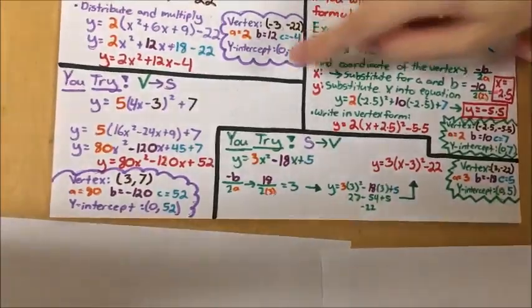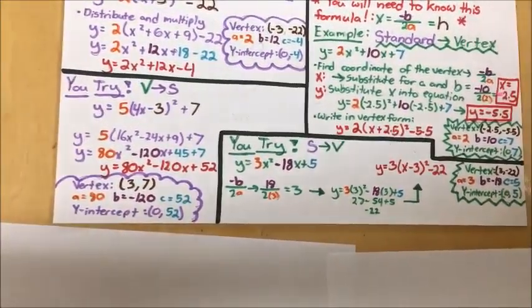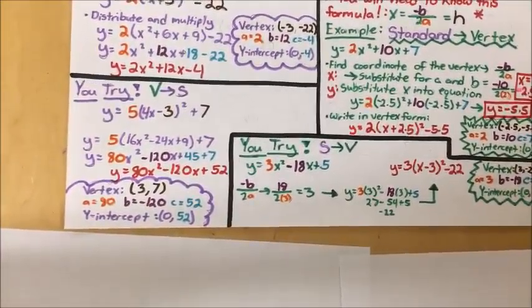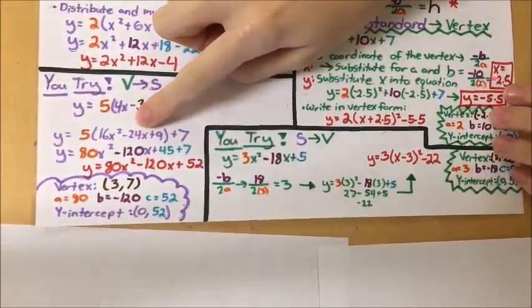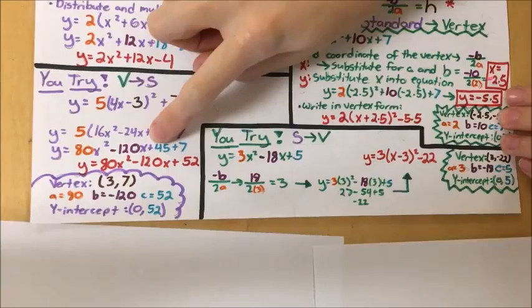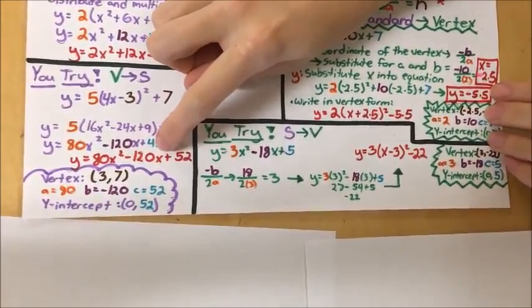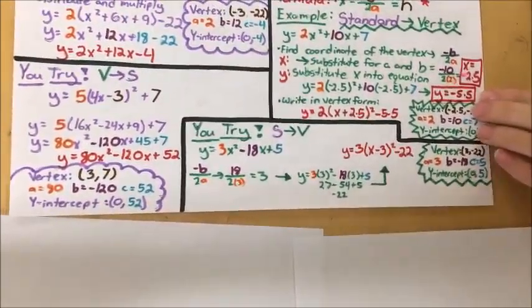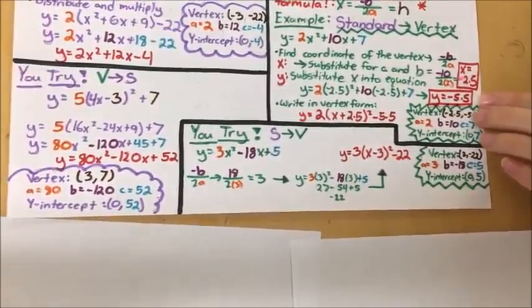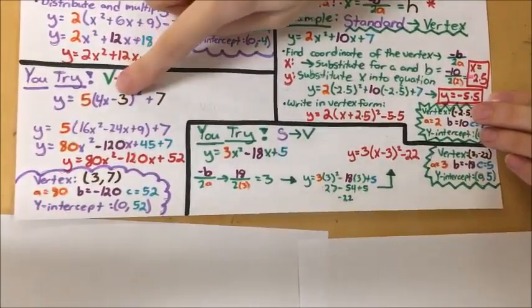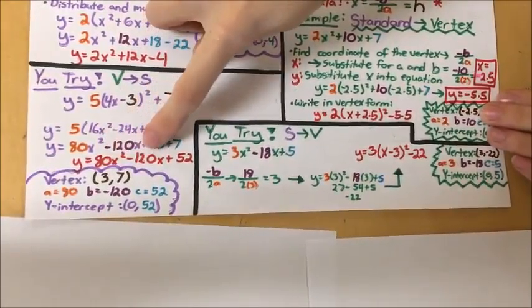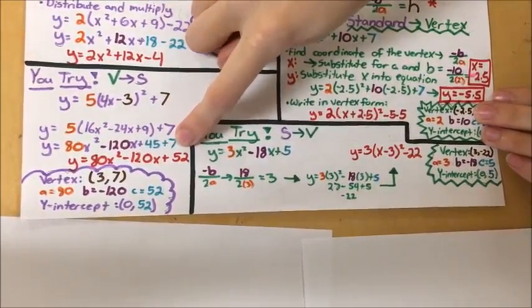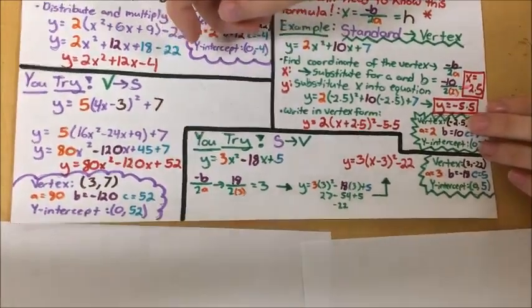So for this one, we're still changing it from vertex to standard. So you multiply everything out. So you square 4x minus 3 to give you this. Then you distribute the 5 to get this. And then your final answer will be 80x squared minus 120x plus 52. So your vertex will be 3, 7. A is 80, B is 120, C is 52, and the y-intercept is 0, 52.